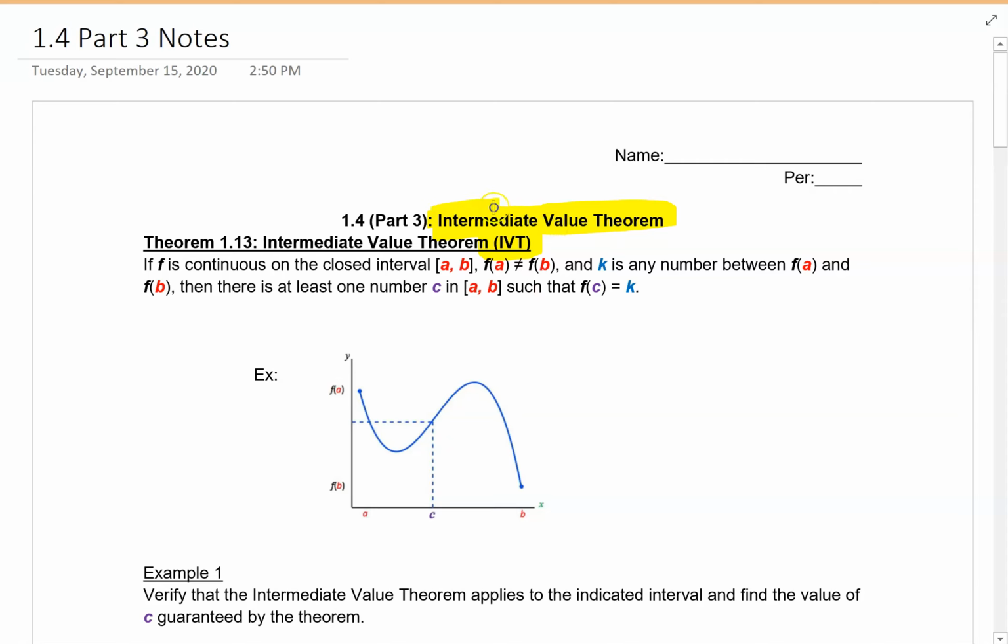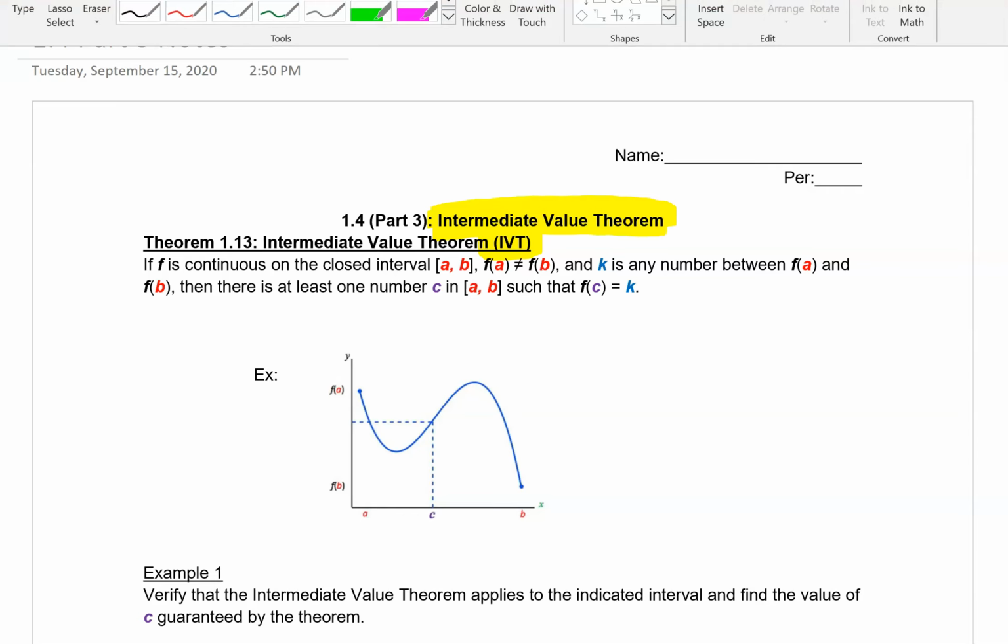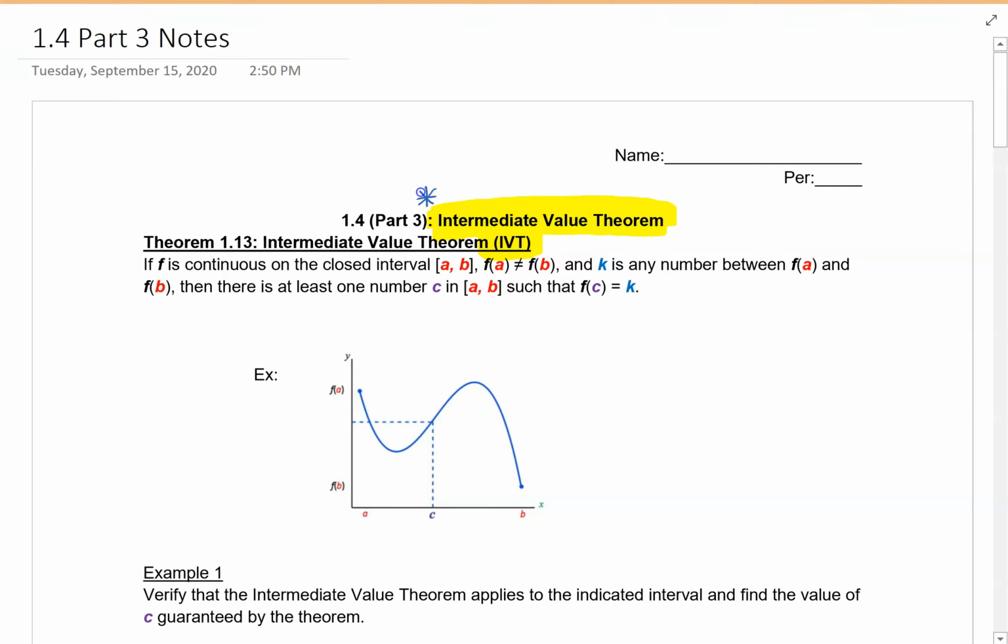This theorem is tested quite commonly on the AP test, and for sure will be included on our Chapter 1, both formative and summative tests. It's a very, very important theorem, and so I hope that you will dedicate your time to really studying it and understanding it. Very, very, very important.